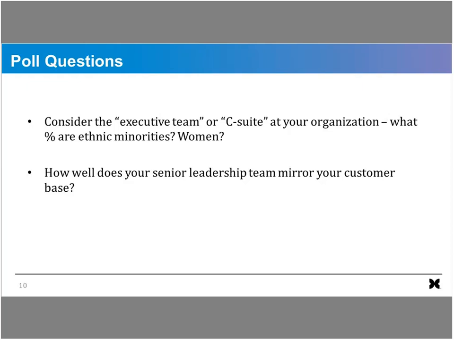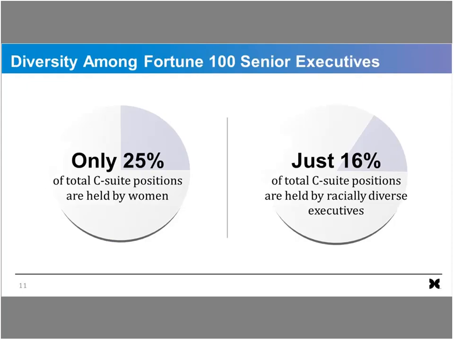As we did our research, we identified numbers similar to what we found in the survey. In our research on diversity among Fortune 100 senior executives, we found only 25% of the total C-suite positions are held by women. So that's on average with the 20% we just saw in the poll. And only 16% of the total C-suite positions are held by racially diverse executives.